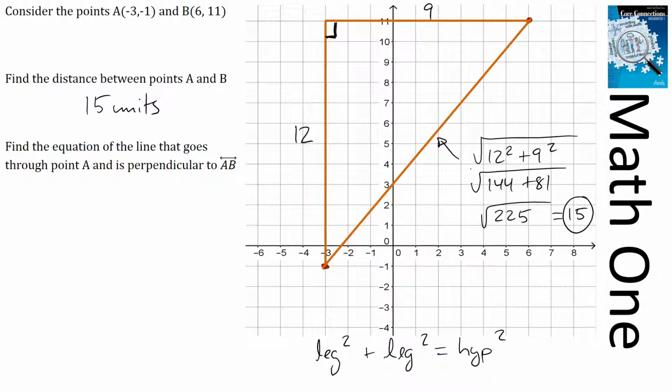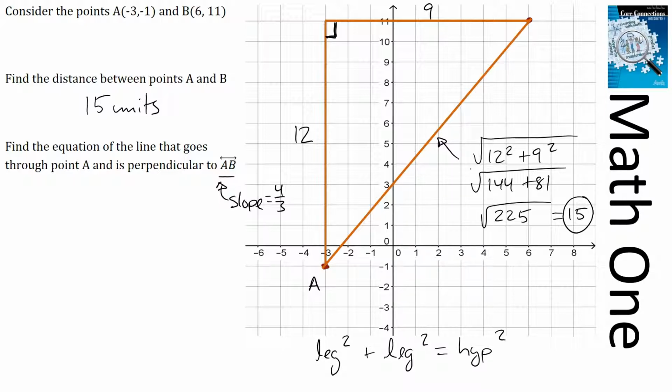The last question here says, find the equation of the line that goes through A. So we're talking about this point down here. It's going to go through this point A, and it has to be perpendicular to line AB. Well, we know from the previous slide that the slope of line AB was 4/3.